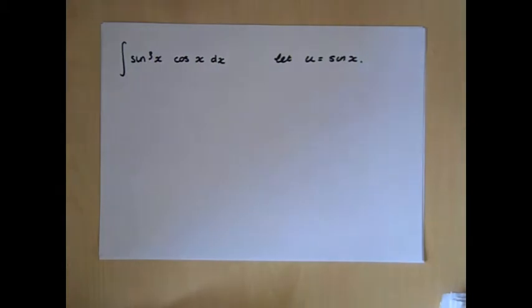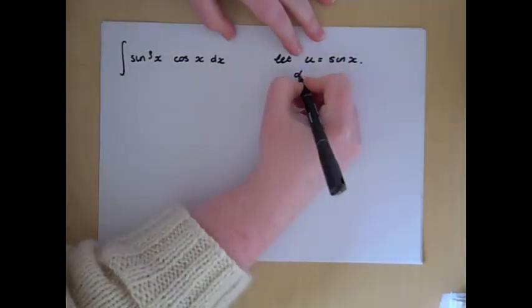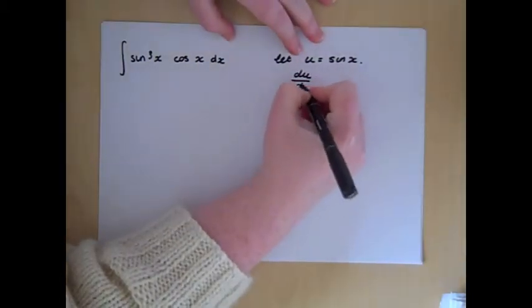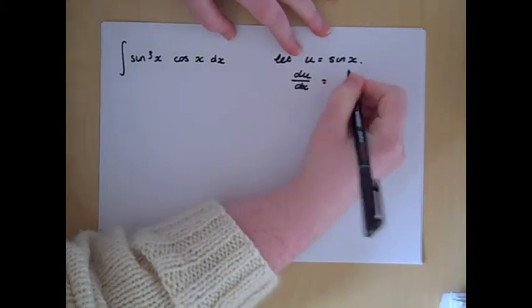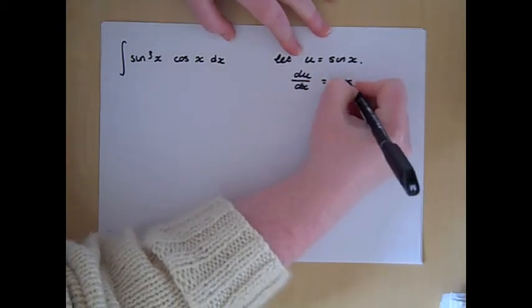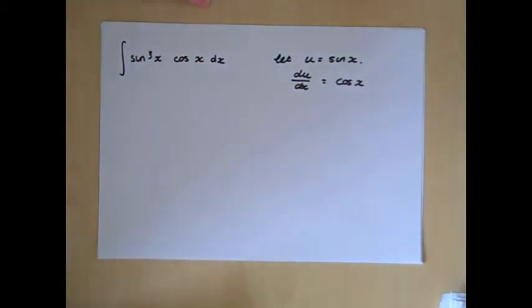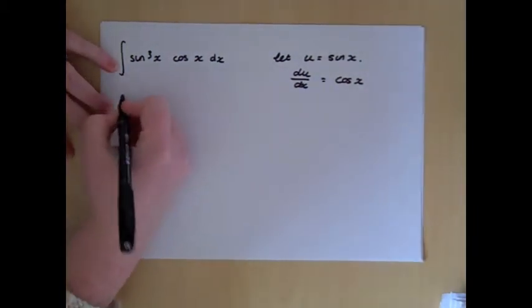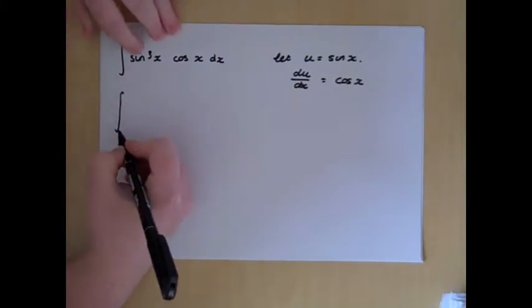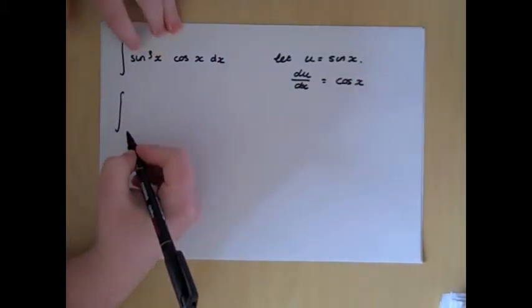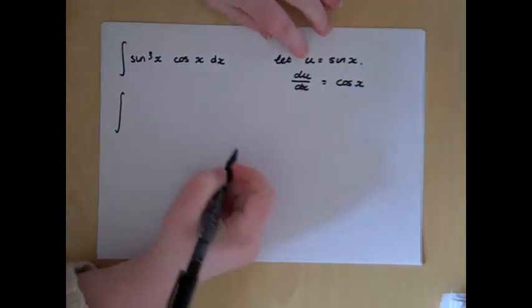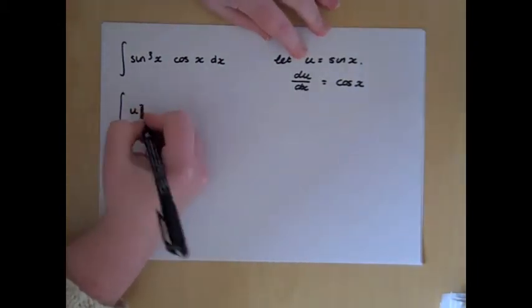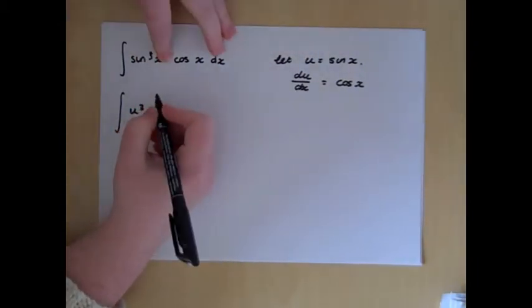So what I need to work out is du by dx, and then that is going to be cos x, isn't it? The differential of sine x is cos x. And so now I'm going to repeat this integral. So sine cubed x is basically sine x all cubed, that's what it means. So that is going to be the integral of u cubed, and then cos x dx.